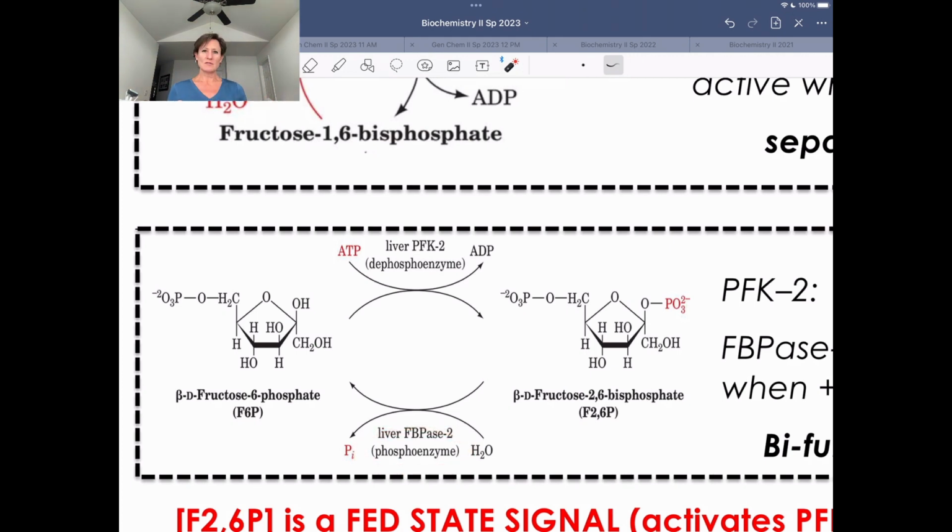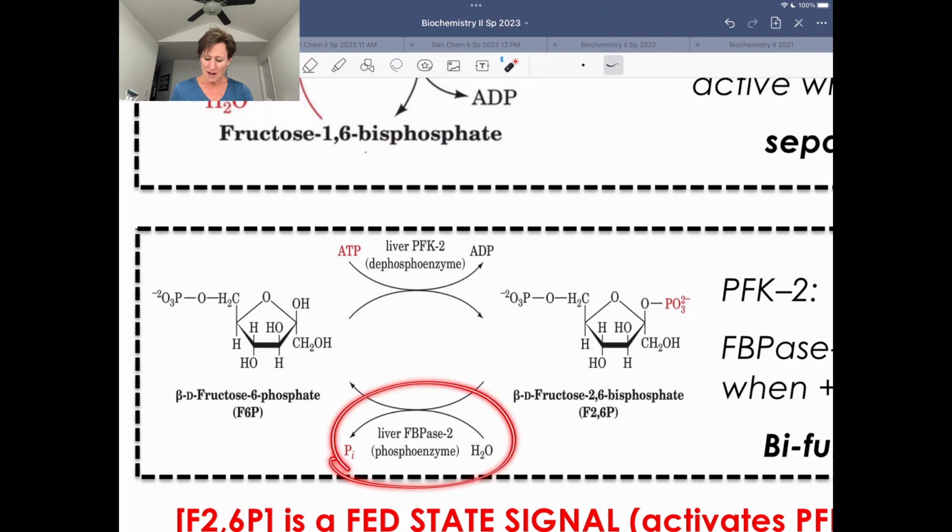When we need to put ourselves in a need state, we're going to be having a phosphoenzyme, so one that's active when it's phosphorylated. So again, this multifunctional enzyme is either going to be with or without a phosphate. When it is without a phosphate and in its dephospho system, it's going to be making F26P, and that F26P, fed state signal, activating PFK, activating glycolysis.